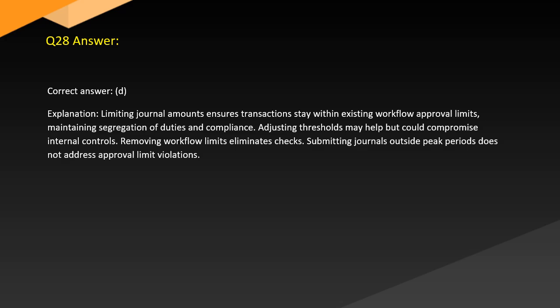Answer. Correct answer: D. Explanation. Limiting journal amounts ensures transactions stay within existing workflow approval limits, maintaining segregation of duties and compliance. Adjusting thresholds may help but could compromise internal controls. Removing workflow limits eliminates checks. Submitting journals outside peak periods does not address approval limit violations.